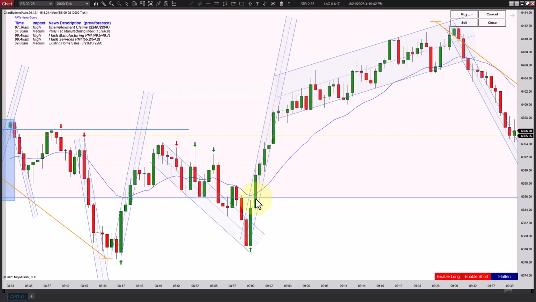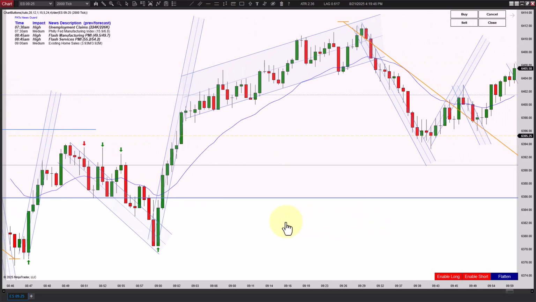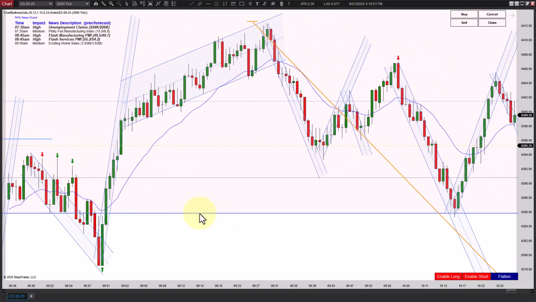So if you entered there, great. You probably got a runner, and you probably got a nice run out of it. But if you didn't, I don't blame you. I wasn't crazy about it either. So this turns out to be a spiking channel. And this just works higher until, I mean, it looks like we maybe get a close outside there. It's real close. It's not real convincing.